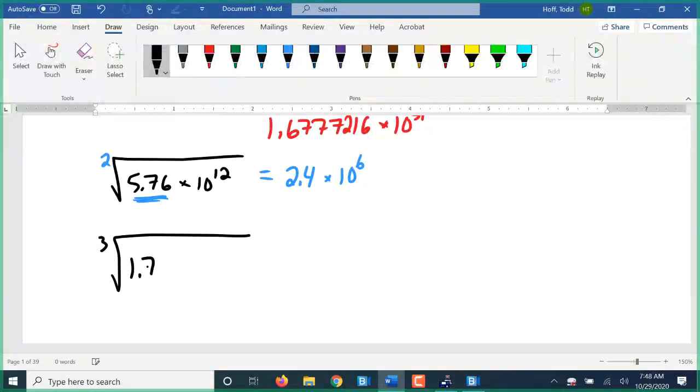I could have a third root. I might have 1.728 times 10 to the negative 21. The third root of 1.728 times 10 to the negative 21. So I do the third root of 1.728, which is 1.2. The third root of 10 to the negative 21. Now I divide the power by 3. Negative 21 divided by 3 is negative 7. So that's 1.2 times 10 to the negative 7.